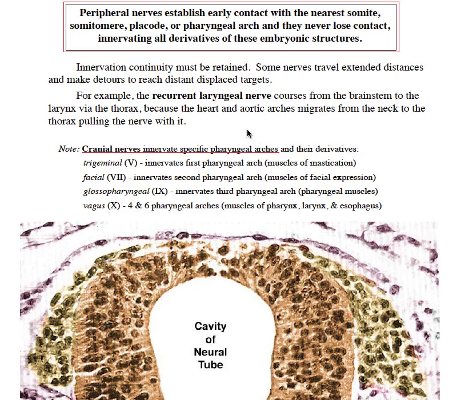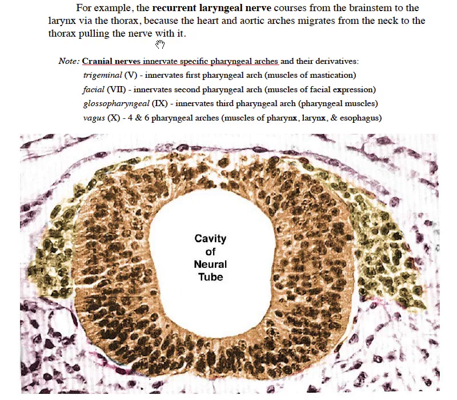In addition to innervating somitomeres, cranial nerves will innervate pharyngeal arches. Each pharyngeal arch is innervated by one cranial nerve, which innervates that arch and all of its derivatives. So, trigeminal nerve innervates the first pharyngeal arch, and that supplies muscles of mastication. The facial nerve innervates the second pharyngeal arch, and that's muscles of facial expression.